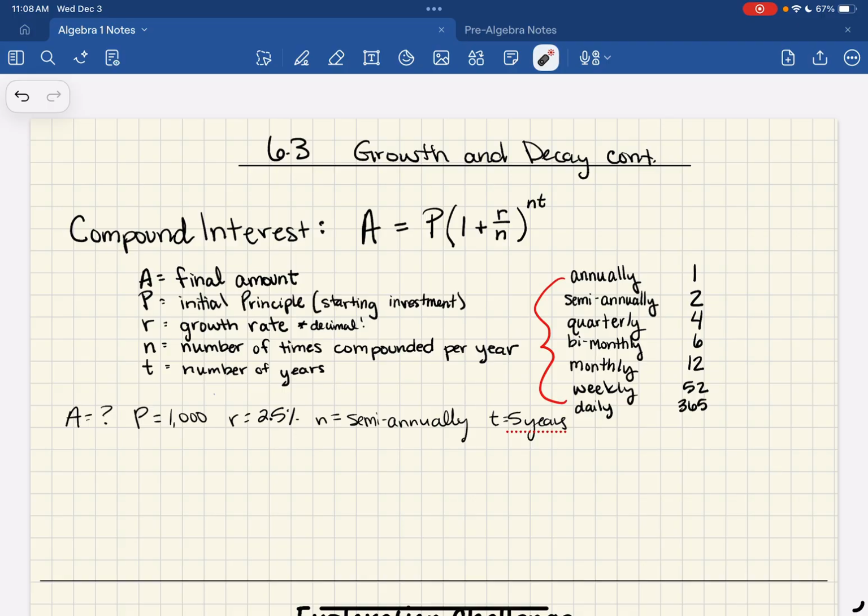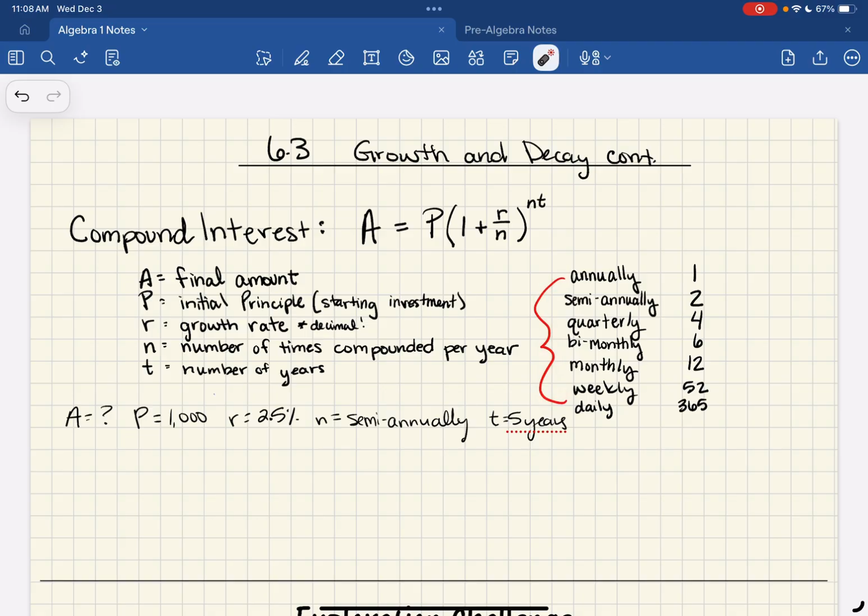R is still our growth rate as a decimal. We'll talk about n in a little bit. And t is going to be our number of years. N, though, is something new. N is the number of times it's compounded per year. So when we deal with compound interest problems, we are going to have some keywords thrown at you, and you're going to have to know what those keywords mean.